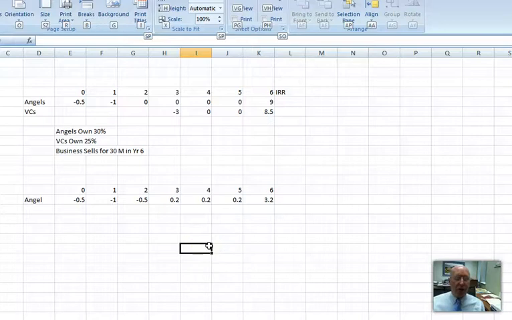Howdy, I'm going to show you how to work a few of these IRR problems. So we'll just go through the Excel.